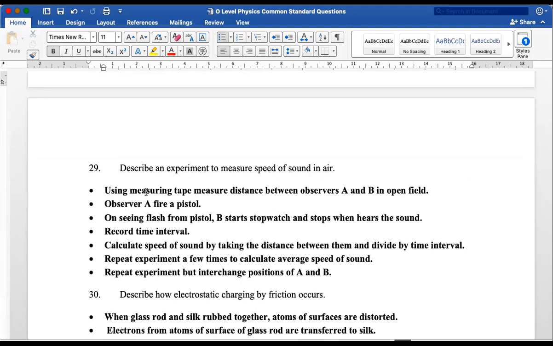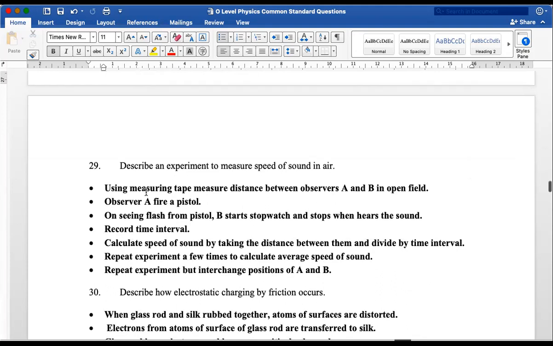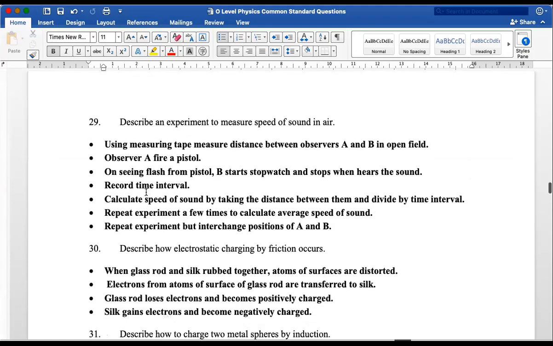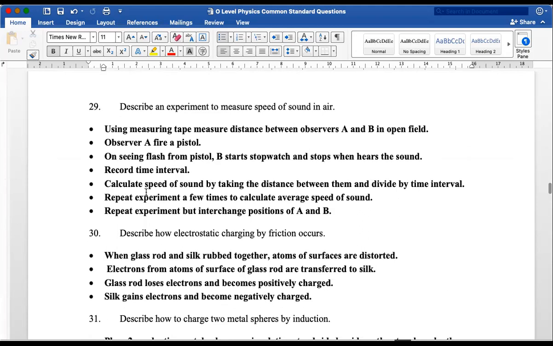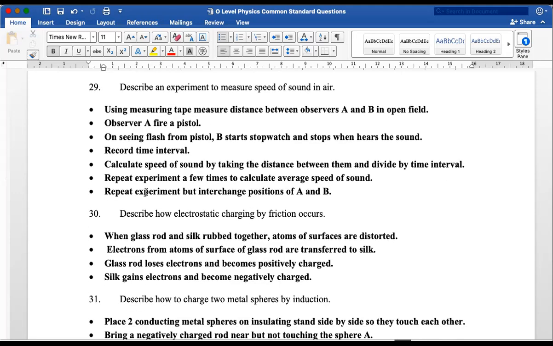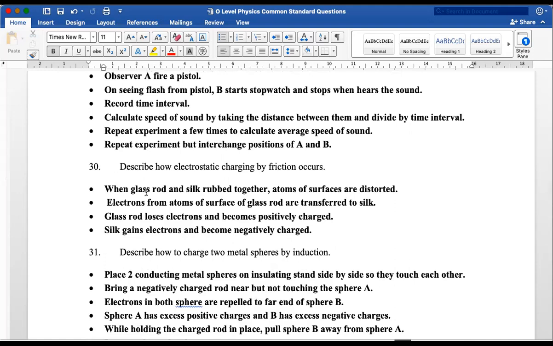Describe an experiment to measure speed of sound in air. Using measuring tape, measure distance between observer A and B in open field. Observer A fires a piston. On seeing flash from piston, B starts the stopwatch and stops when he hears the sound. Record the time interval. Calculate the speed of sound by taking the distance between them and dividing by the time interval. Repeat experiment a few more times to calculate the average speed of sound. Repeat experiment but interchange position of A and B.